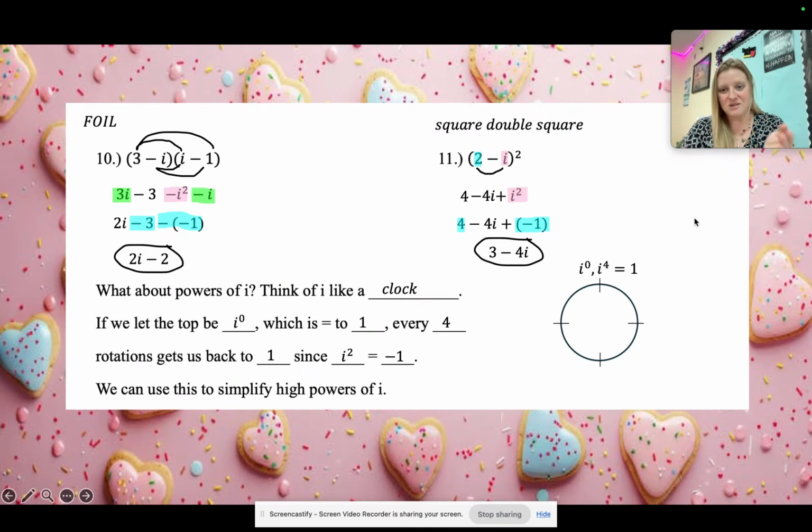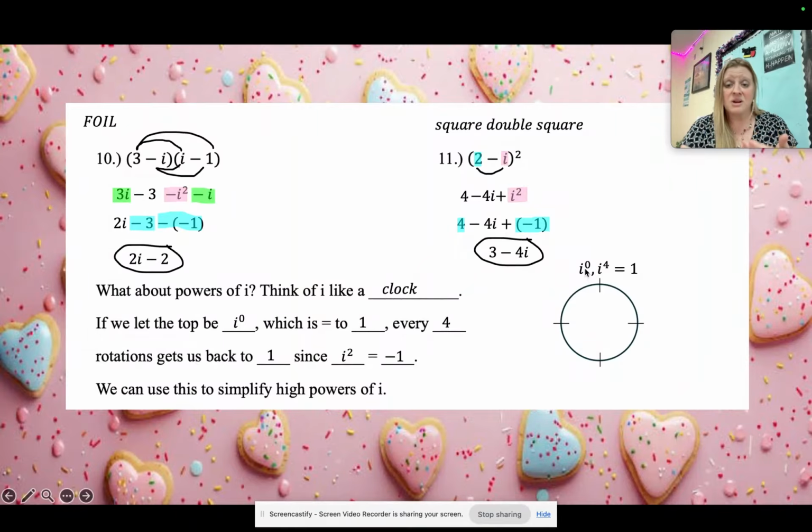So therefore, every 4 i's gets you back to 1. In regards to the clock, at the top, whether it's i to the 0 or i to the 4th, they would both equal 1. And the next round would be i to the 8th, i to the 12th, i to the 16th, i to the 20th. So every 4 rotations, you're getting 1.